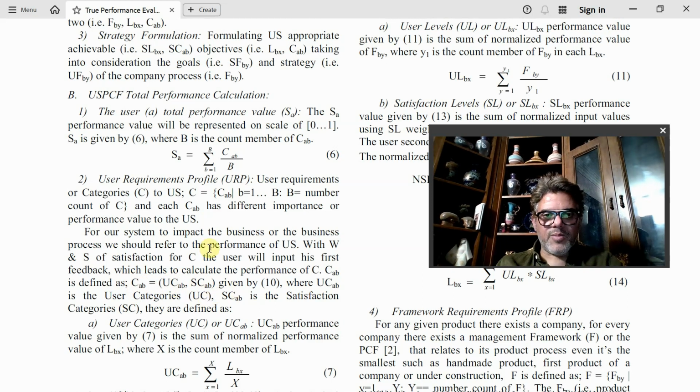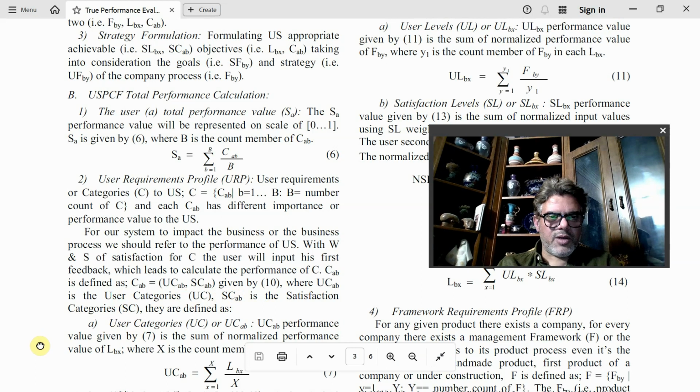For our system to impact the business or the business process, we should refer to the performance of user satisfaction with weight and score of satisfaction for a category. The user will input his first feedback, which leads to calculate the performance of the category. The category AB is defined as user category satisfaction category, given by equation 10, where the user categories is the user categories and SC is the satisfaction categories.